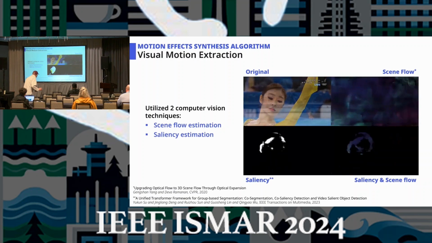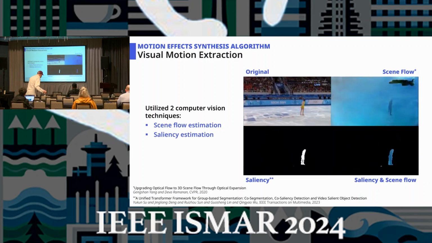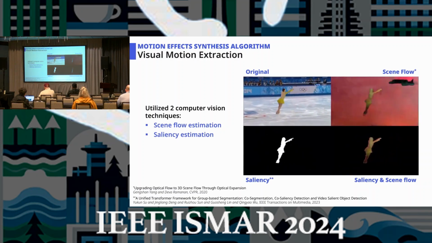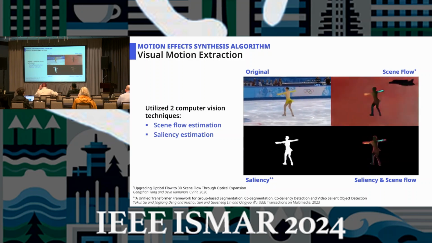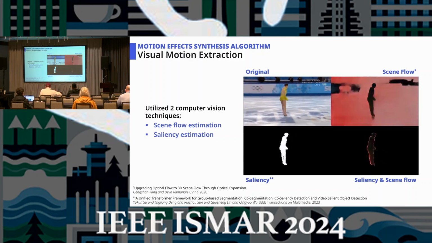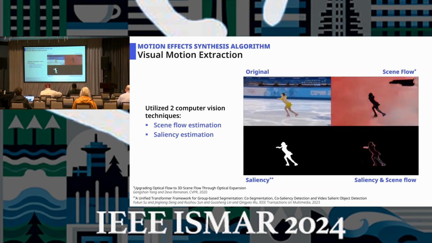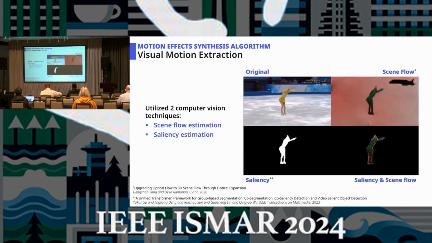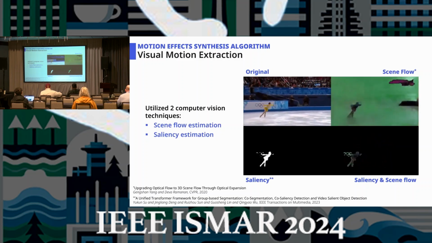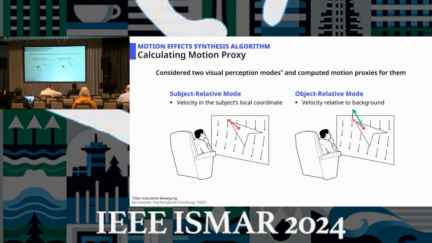The first step is to extract visual motion. For this, we use 2 computer vision techniques: scene flow and saliency estimation. Then we compute the motion proxy by combining the velocity for all pixels with the saliency as a weight. At this time, we obtain the pixel velocities considering the visual perception mode.